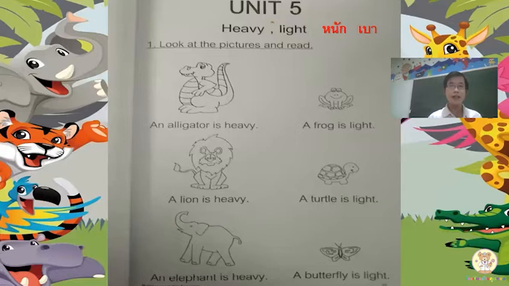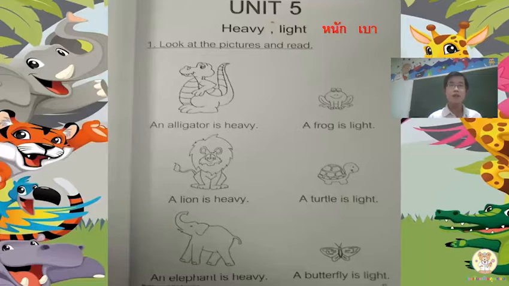Okay, everybody, please take a look at an elephant. An elephant is heavy. Okay, please take a look at the right side. A butterfly is light.